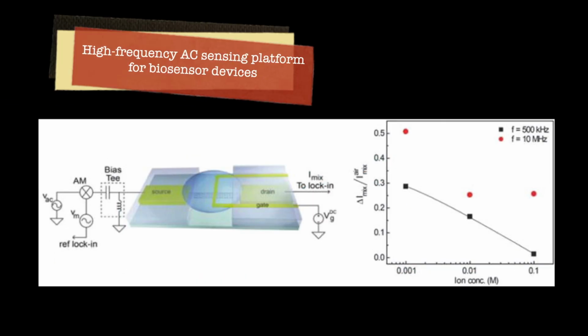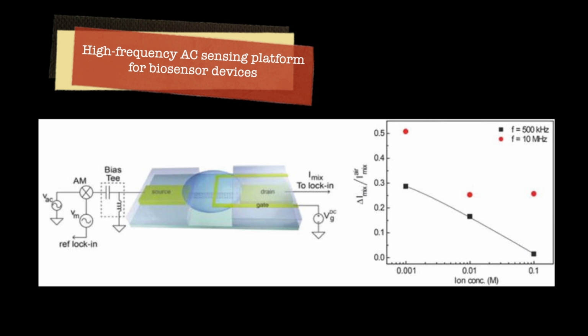The researchers reported a high-frequency measurement technique that can be applied to biological receptors. So knowing that the sensitivity of the biosensor devices suffers from the ionic screening due to mobile ions present in the solution, they demonstrate a new high-frequency sensing platform to overcome the ionic screening effect by operating a single-wall carbon nanotube FET sensor at megahertz frequency range.